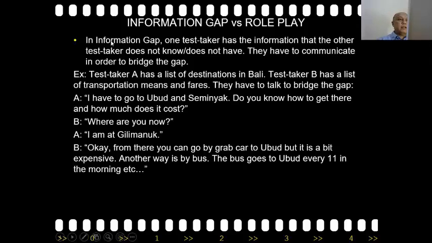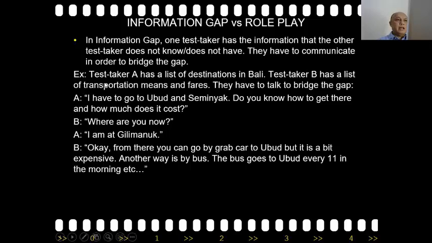So for example, test taker A has a list of destinations in Bali. Test taker B has a list of transportation means and fares. So test taker A does not know about transportation means and fares, and test taker B does not know A's list of destinations. So that is a gap, information gap. Now they have to talk to bridge the gap.